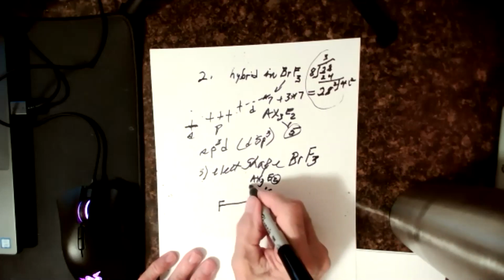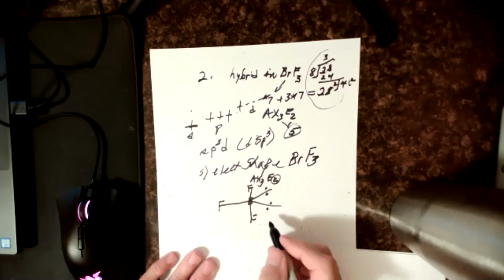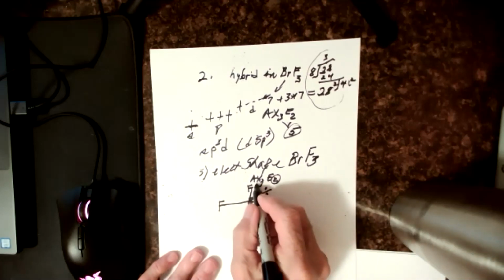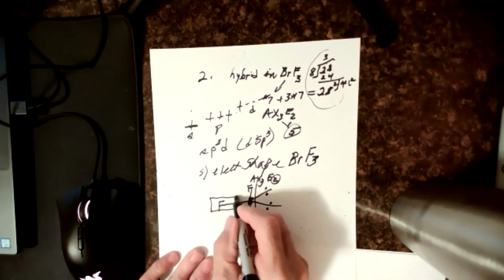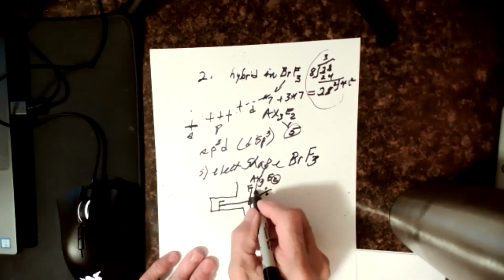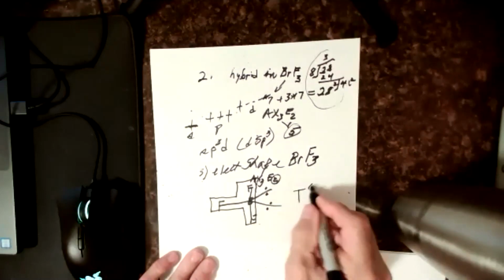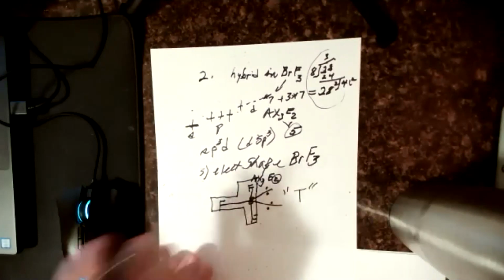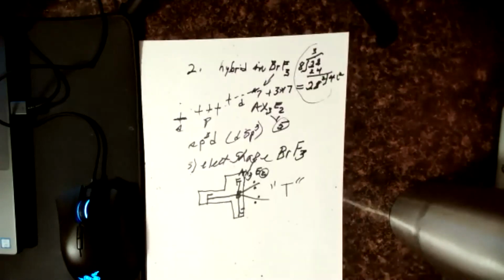Now I'm not showing the lone pairs around the fluorine. There would be 3 lone pairs around each one. But this is the shape. And now if I want to ignore the lone pairs on the central atom and see what that shape looks like, it's the letter T. So it's a T-shaped molecule. And that is answer C on the exam.